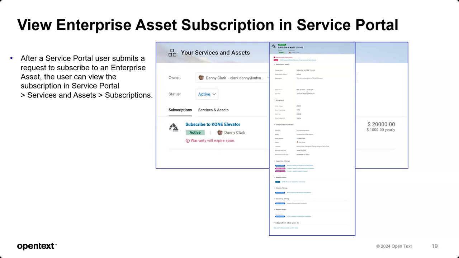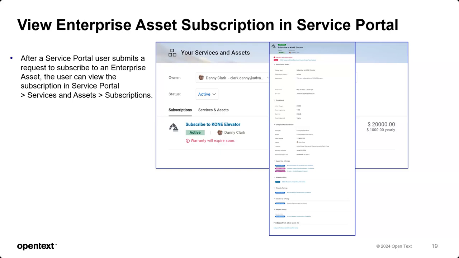In the previous release, 24.2, we started to support the subscription capability for the enterprise asset as well. In that release, we allowed the service portal user to submit a request to subscribe to an enterprise asset. But at that time, the user could not view the subscription directly in the service portal, and only agent users could view the subscription in the agent interface.